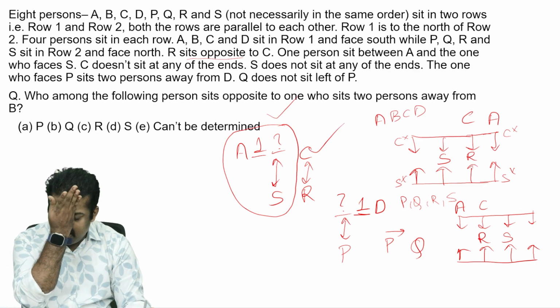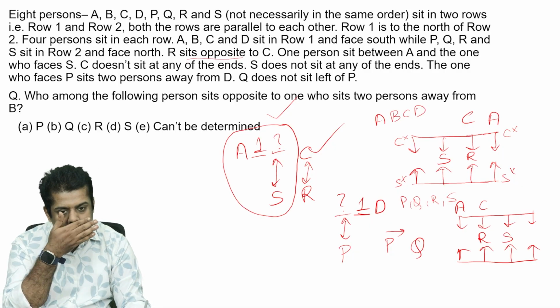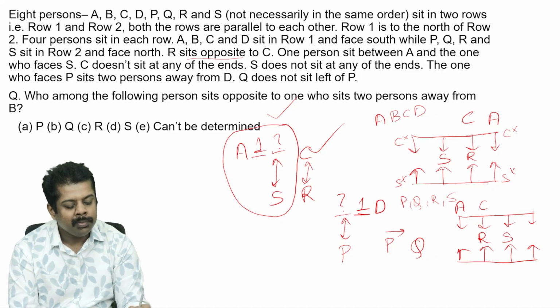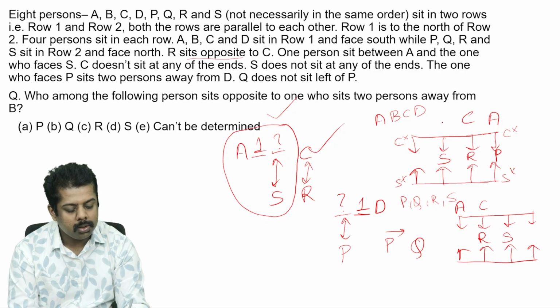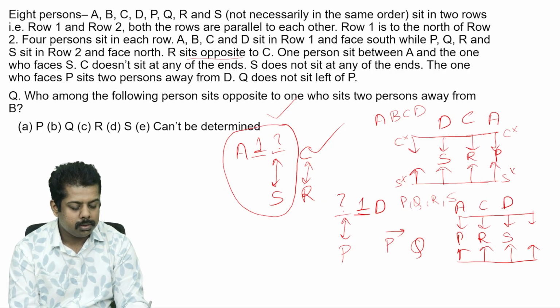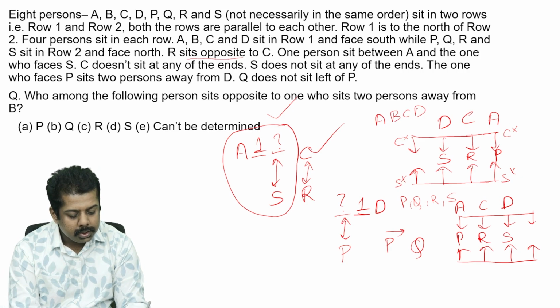Moving on, another point is there with respect to P. That means between the person facing P and D, only one person is there. So if we see the first case, P has to be in this end, then only we can fix D here. In the second case as well, P has to be fixed here, then only we can fix D. So we're getting the conditions.